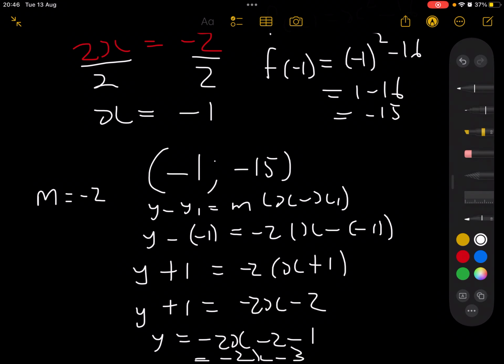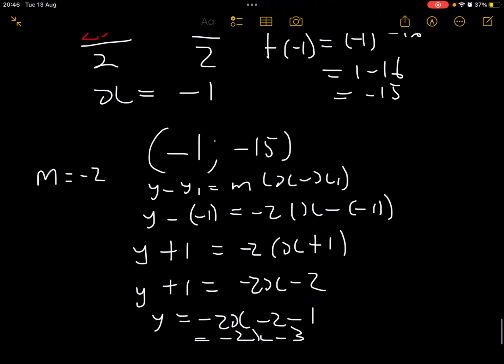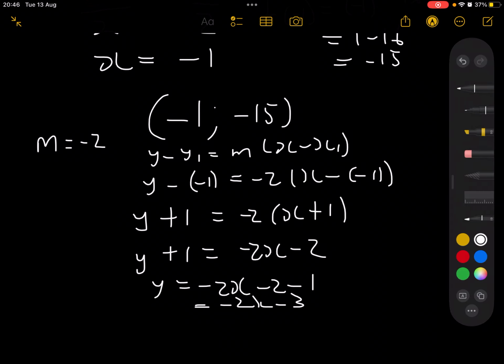Oh, I made a minor mistake here. Right. It's not a minus 1 substitution. So I'll have to erase here. Oh, beautiful people, I also do make mistakes.